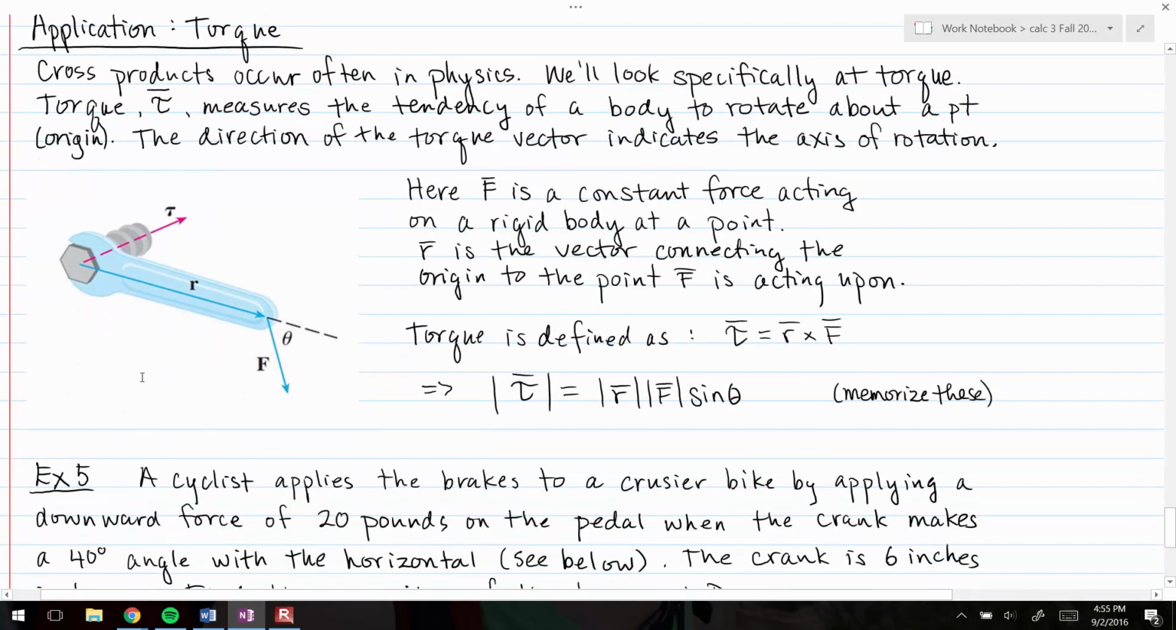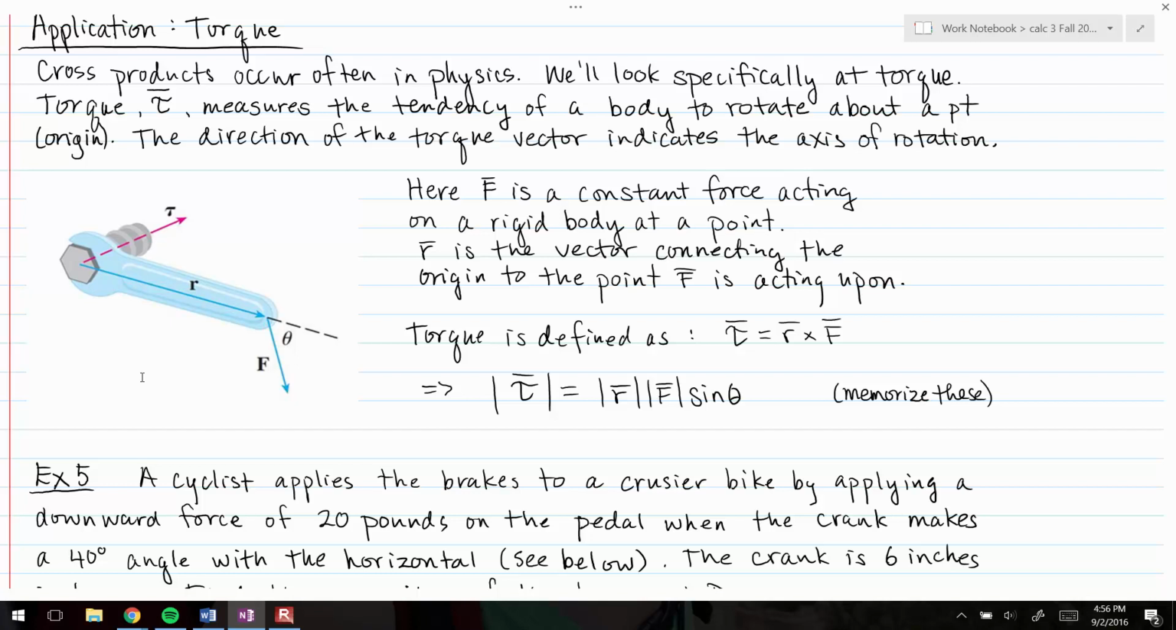So here in this picture, just to kind of show a schematic of what that means, we have a constant force F acting on a rigid body at a point. So we got that going on. And then r we're defining as the vector connecting the origin to the point F is acting on. So that's what's shown in the figure at left.